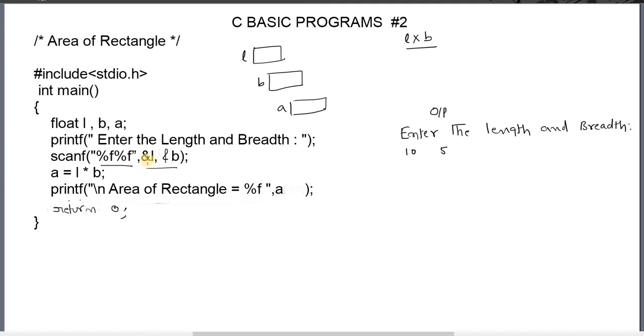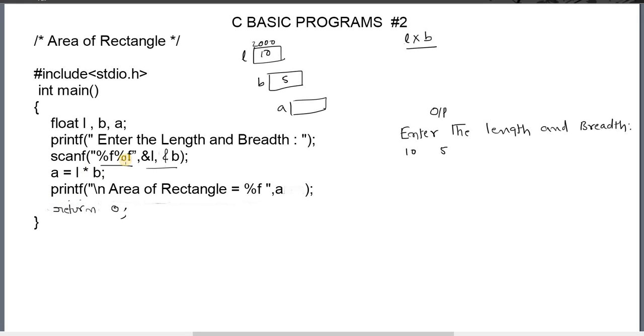This operator is the address operator. It will give the address of the variables. Every location has an address like this. Scanf cannot store values in the variables unless we give the addresses. If we give simply variable names, it cannot be stored in them. These values, 10 and 5, scanf will store in L and B.